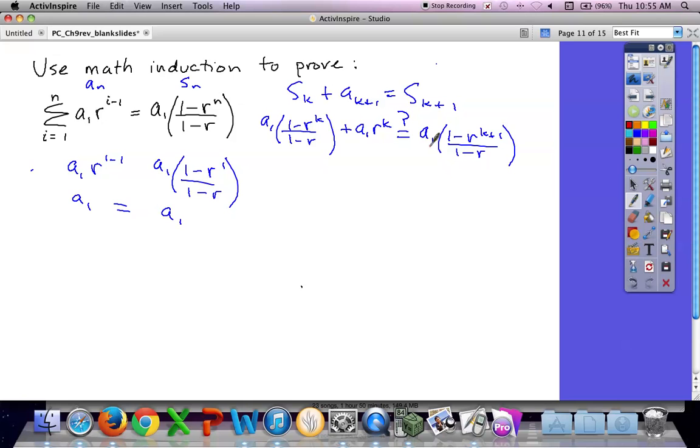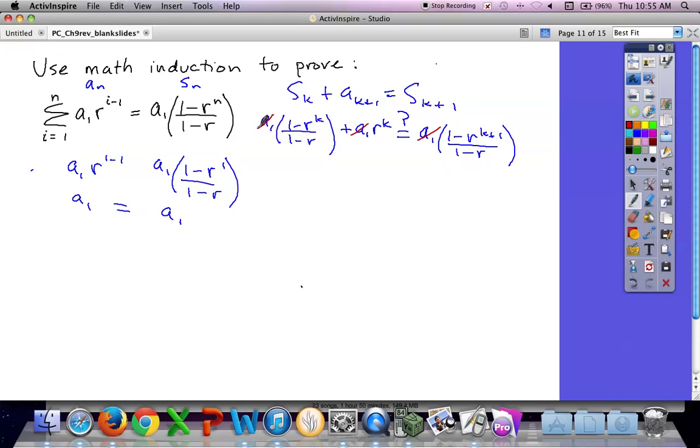Nope. A1. There's an A1 here, here, and here. So I'll cancel those. Divide them out. Right? Divide every term by A1. Divide both sides by A1. That's algebra, right? Do the same thing to both sides. That means divide each term. You have 2 terms here. You got 1 term here. Divide them all by A1.